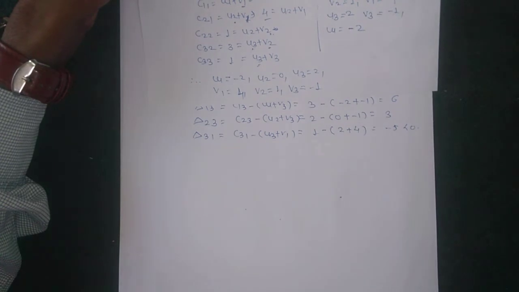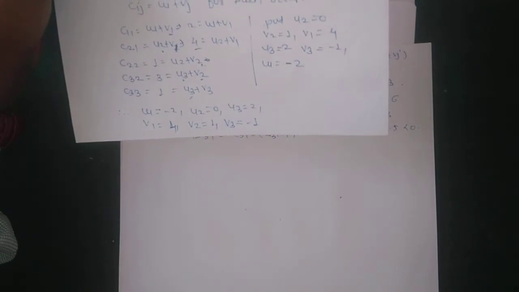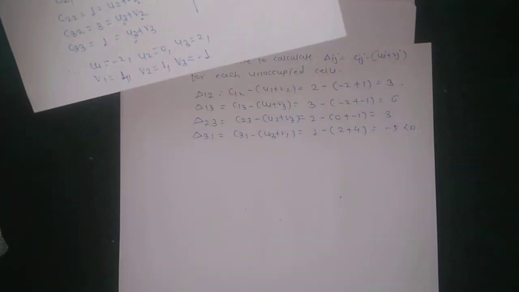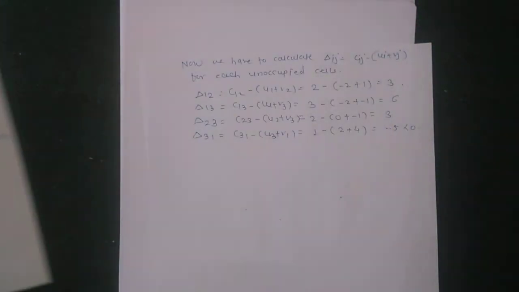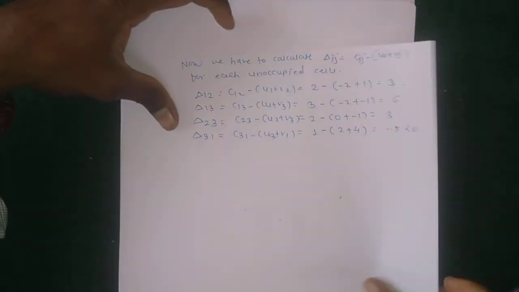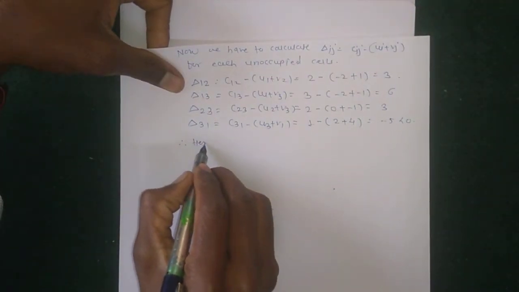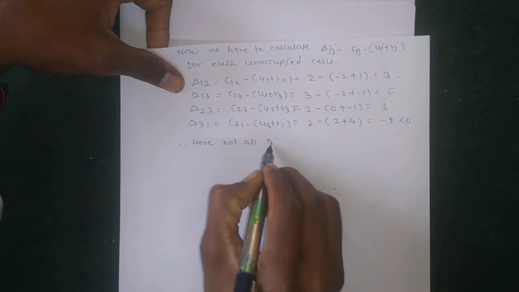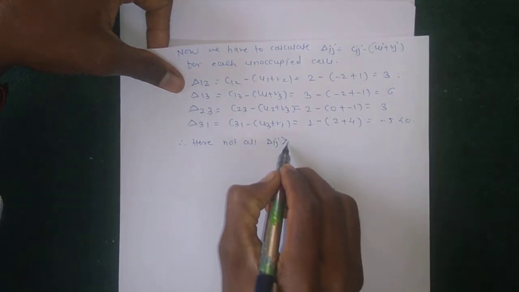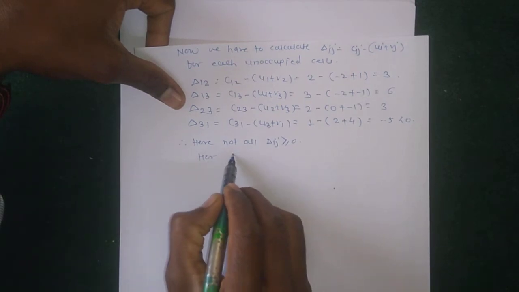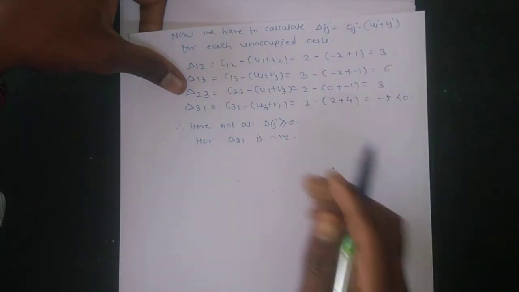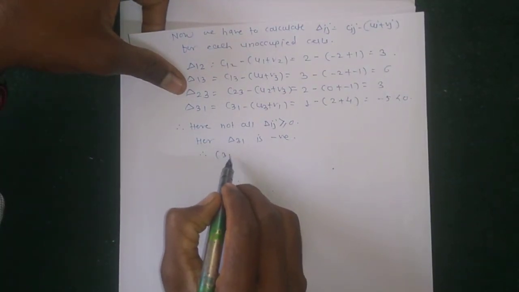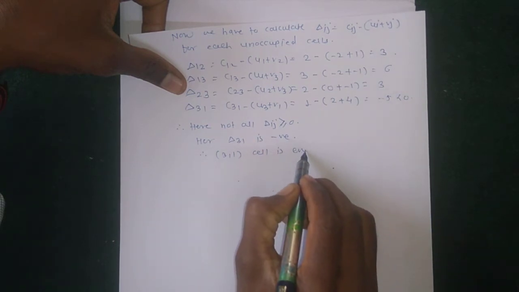So a negative value exists. There are only 4 unoccupied cells. Therefore not all delta ij are greater than or equal to 0. Here delta 31 is negative. Delta 31 is negative. Therefore the 31 cell is the entering cell.